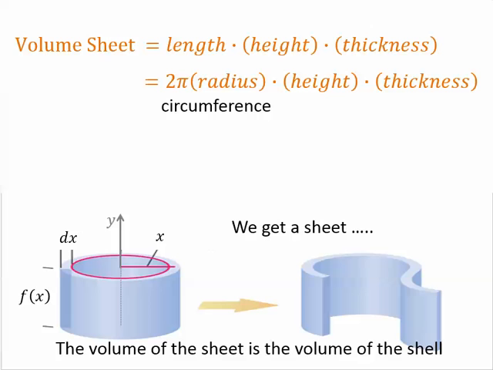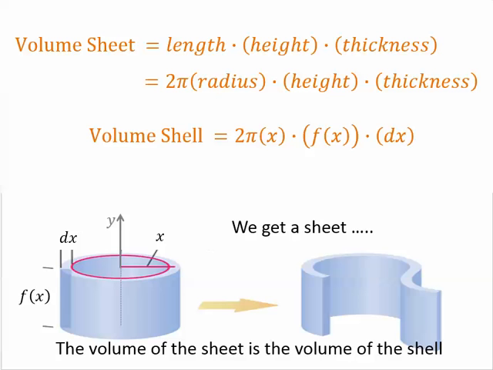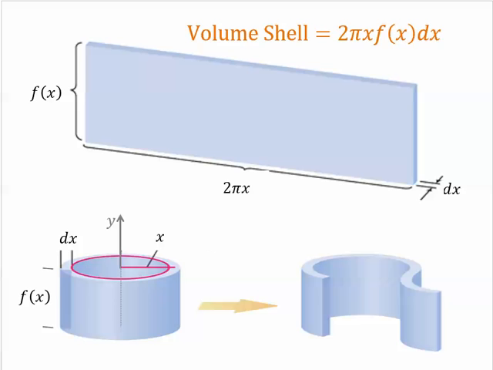Next, remind yourself, what is the radius? What is the height of the shell? And what's the thickness of the shell? Once you do that, you have found the volume of the shell. So to recap, the volume of the shell is the circumference, 2 pi x, times the height, f of x, times the thickness, dx.